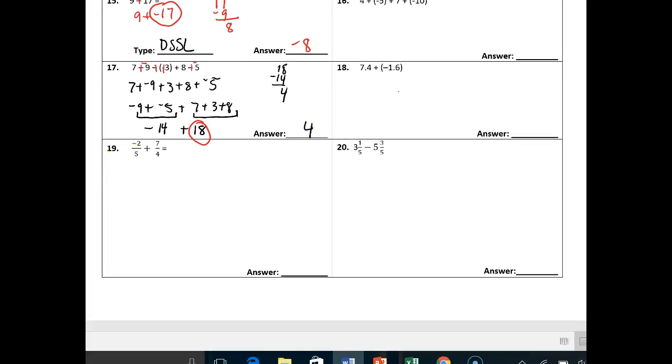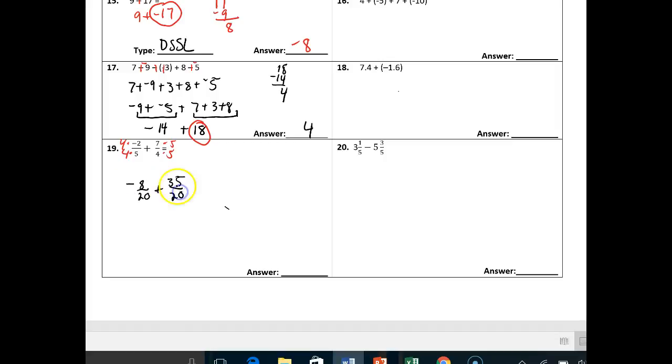And number 19, negative 2/5 plus 7/4. Let's first find common denominators. It's 20, so times 4 times 4 times 5 times 5. Remember, keep your negative sign, so this becomes not 8 over 20, but negative 8 over 20 plus 35 over 20. Oops, sorry about that, 20.